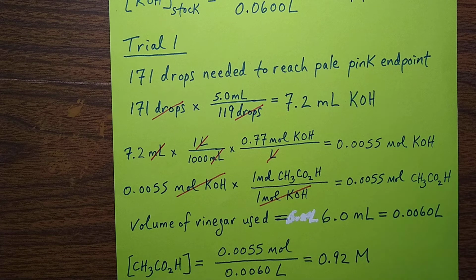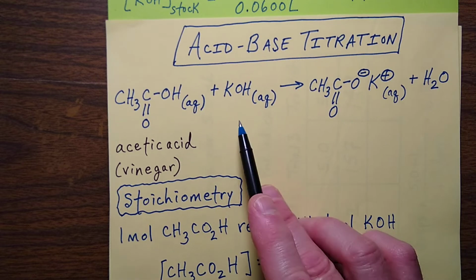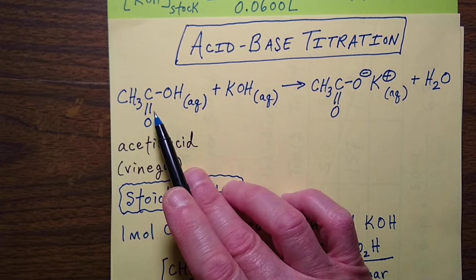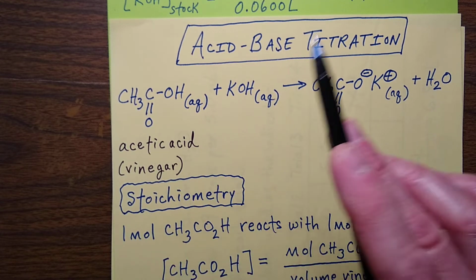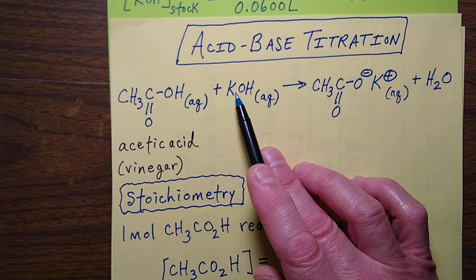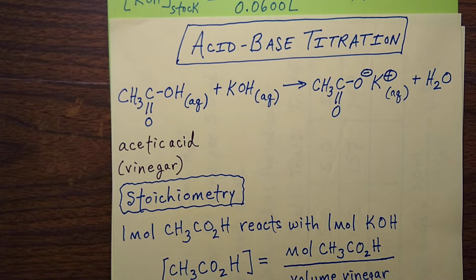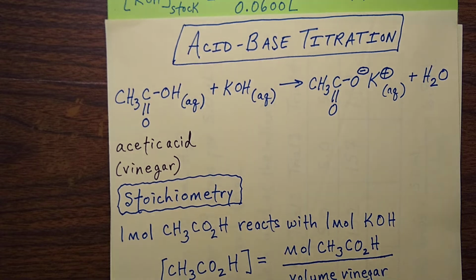Remember, at the pale pink endpoint, you are at the point in which you've just neutralized. When it turns pink, you've just gone a little bit past the point at which the moles of acetic acid in the vinegar that were already there in the bottle were completely neutralized by KOH. That's called the equivalence point. You go 1 drop past that and the solution turns pink. That's called the end point of the indicator, where the indicator turns pink, and then you know, oh, it's done.